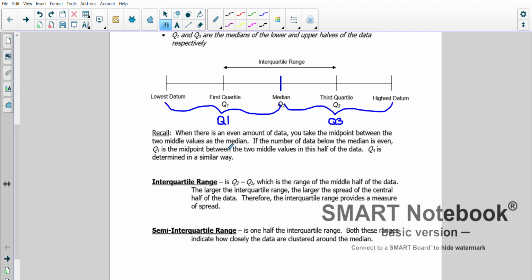So this is just a recall on how to find a median. If there's an even amount of data points, then you just find the average. And if there's an odd amount, you can find that exact middle value. We'll see that when we go to do our examples.